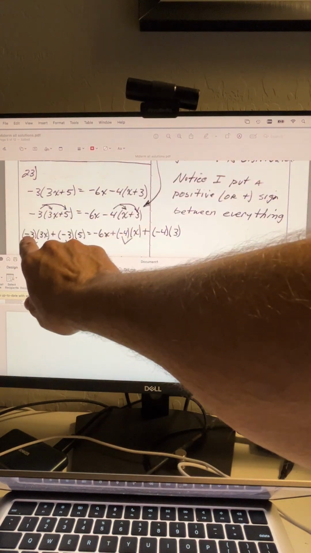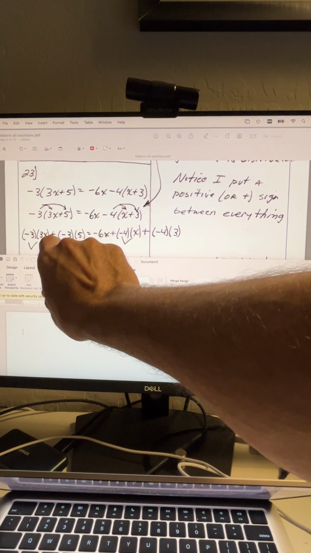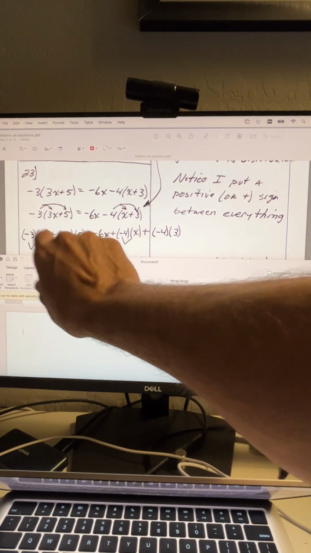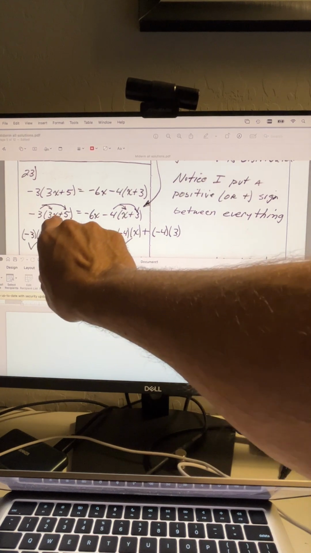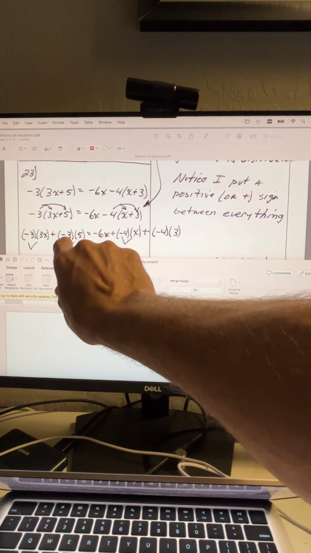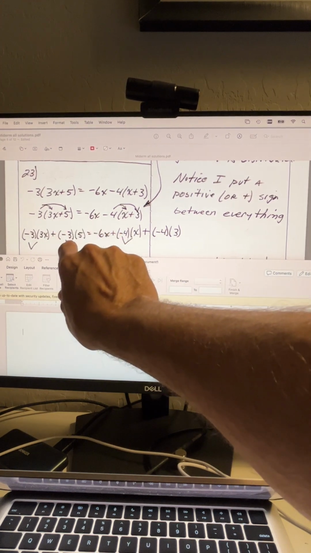So look here, the -3, 3. I put a plus in between them, even though that's a negative sign. So I'm always putting a plus sign when I'm distributing. And look, see that -3 there? There you go. I'm keeping track of my negatives. And then, of course, times the 5.